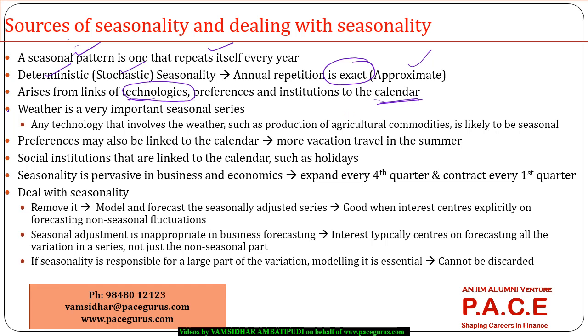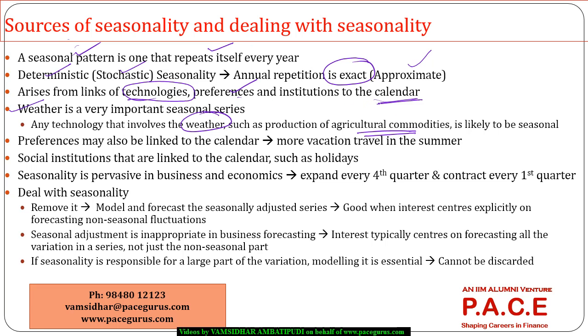Take any technology, let's say weather. Weather is the seasonal part because the temperature will be higher in summer and lower in winter. So any technology that is involved with the weather, basically the agricultural commodities, which are very much related to rainfall, temperature, and various other aspects, all have seasonal series associated with them.